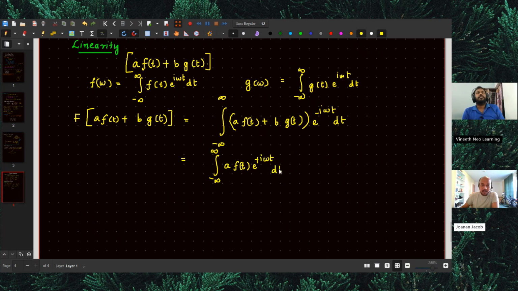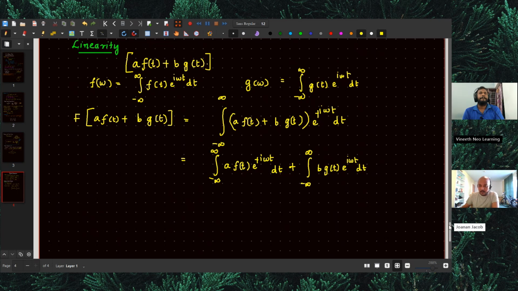the integral from negative infinity to infinity of a into f of t into e raised to I omega t dt. Joe, the line before that you wrote minus I omega t. Yeah, that's okay, I omega t. Plus the integral from negative infinity to infinity of b into g of t e raised to I omega t dt.